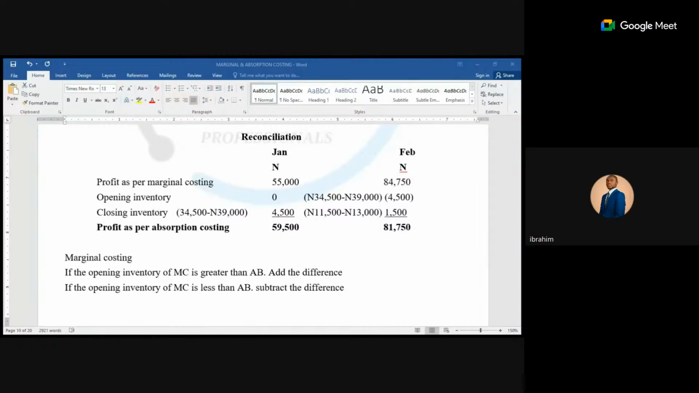Quickly, just quickly, please. Sir, can you explain again about over and under absorption? What you will do is go back to the recording of the part on absorption costing. This is part 2, right? Just go back to absorption costing part 1. Okay, Timothy, I believe you understand the over and under absorption. Do you understand? Yes. Thank you.